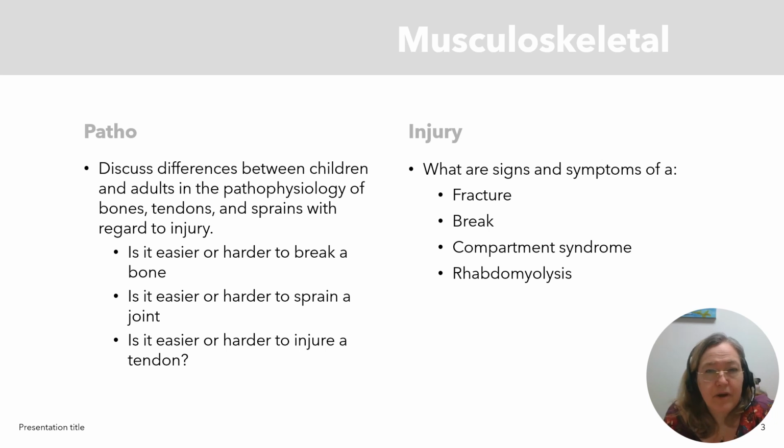Specifically, things to know about musculoskeletal is you should know how do pediatric bones differ from adult bones? So are they easier to break or harder to break? Is it easier for a kid to sprain, say, an ankle or an elbow than an adult, or is it harder? Is it harder to injure a tendon for a kid than an adult? Make sure that you are able to recognize signs and symptoms of fractures, breaks, compartment syndrome, and rhabdomyolysis.